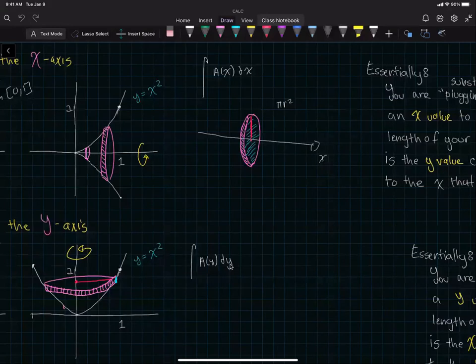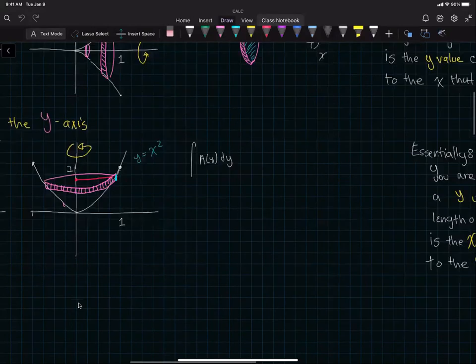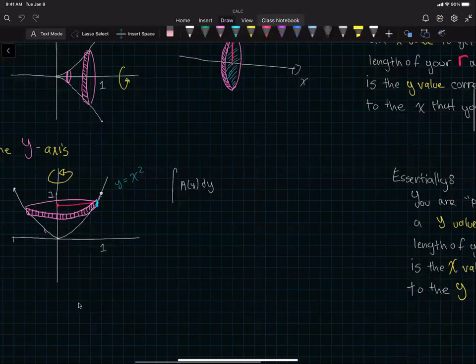The easiest way to remember this is the following. If the discs are being stacked parallel to the x-axis, then you're going to use x. If your discs are being stacked parallel to the y-axis, then you're going to use y. So dx if you're parallel to the x, dy if you're parallel to y. Any questions?